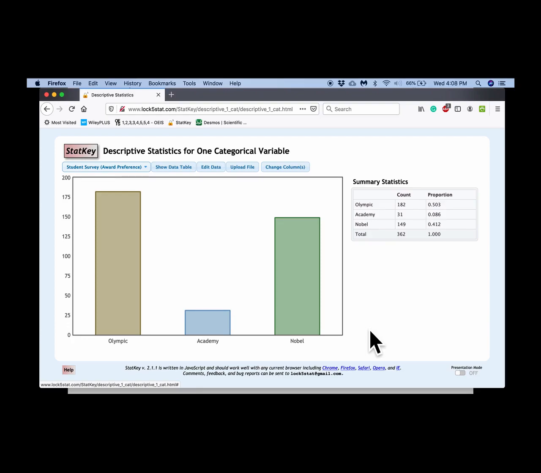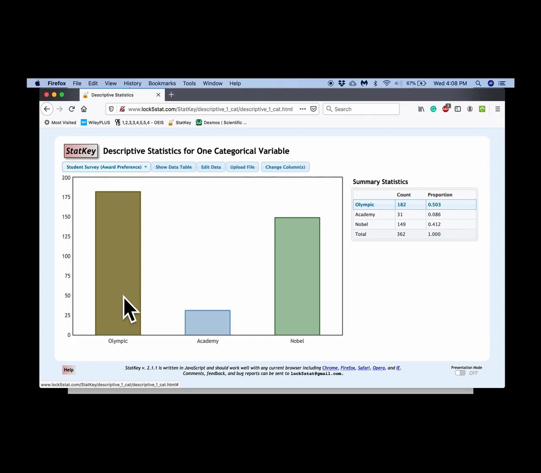Okay, now let's remember the 4 questions that we were going to try to answer. How many students are in the survey? That's easily obtained here in this total. It's 362. How many students want the Nobel Prize? That's pretty straightforward. We can see that that's the 149. What proportion of the students want the Academy Award? Well, it's asking us for the proportion, so we're going to report the answer of 0.086. And which award has the highest count? We can either get that graphically or we can get it from our counts table. But no matter how you look at it, it's the Olympic medal. That was the one that had the highest count.